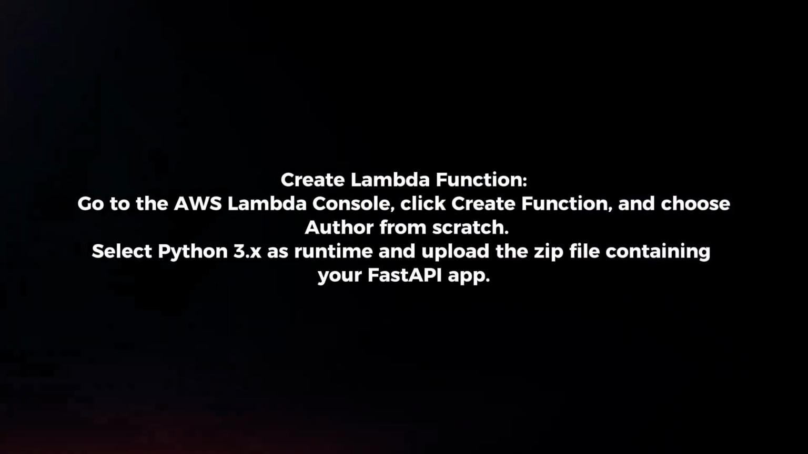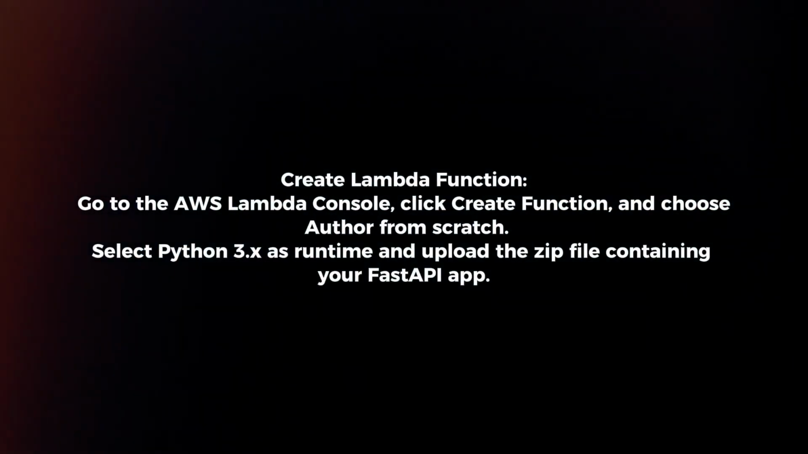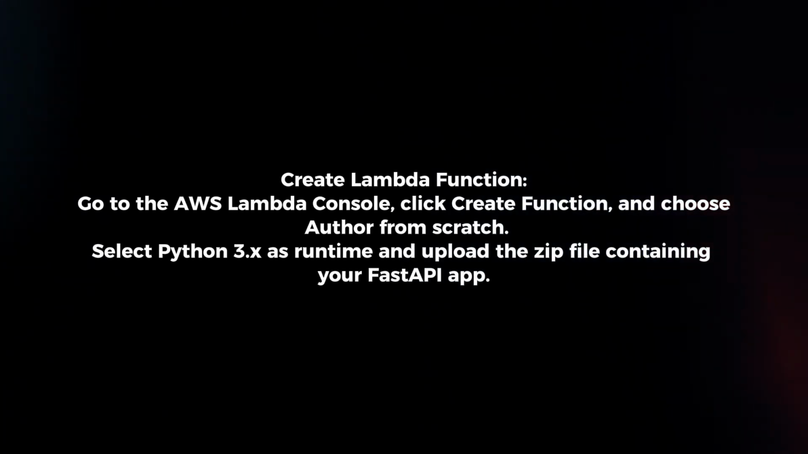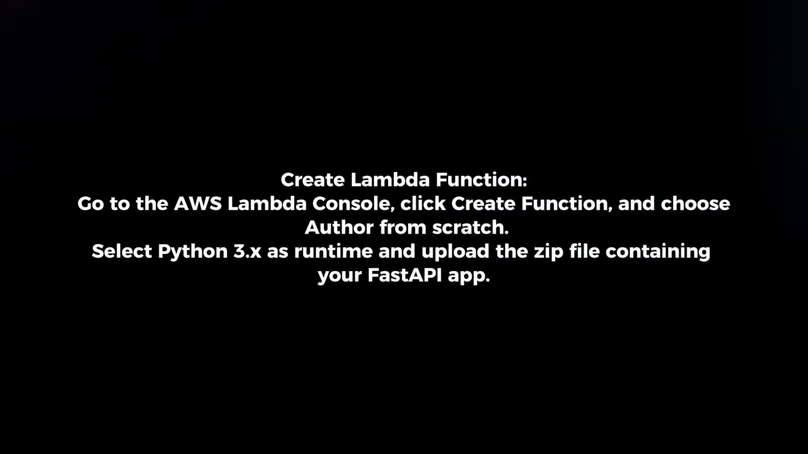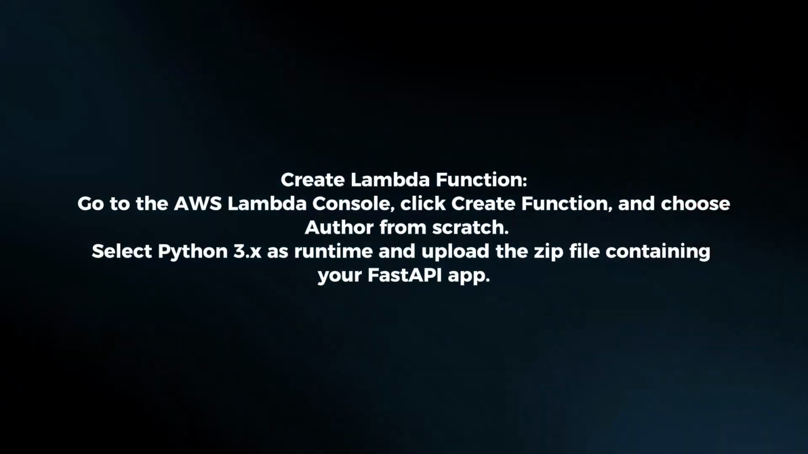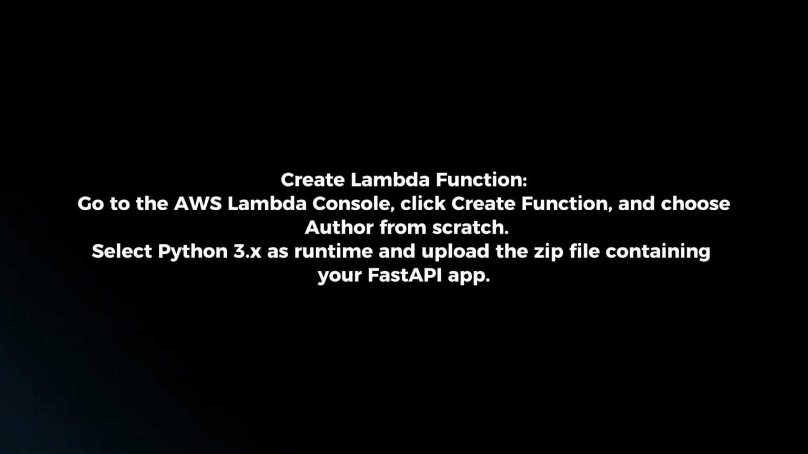Create Lambda function. Go to the AWS Lambda console, click Create Function and choose Author from Scratch. Select Python 3.x as runtime and upload the zip file containing your FastAPI app.